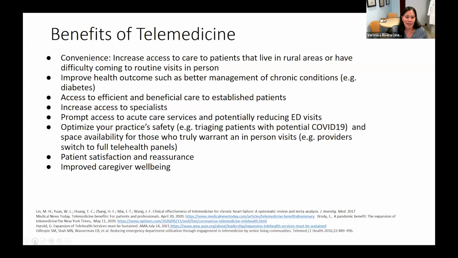Obviously, because of the pandemic, we're well aware that reducing in-person visits for those who are acutely positive with COVID-19 or under examination has also helped reduce spread and help protect the health of other patients in our practices. And there has been a big impact on patient satisfaction and on caregiver satisfaction and well-being as well.